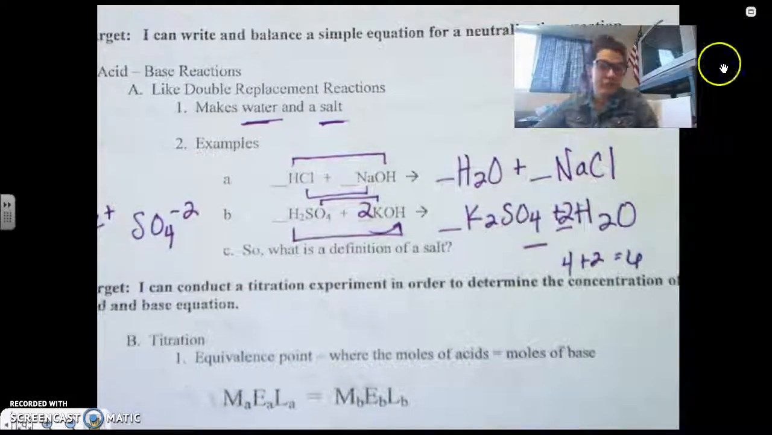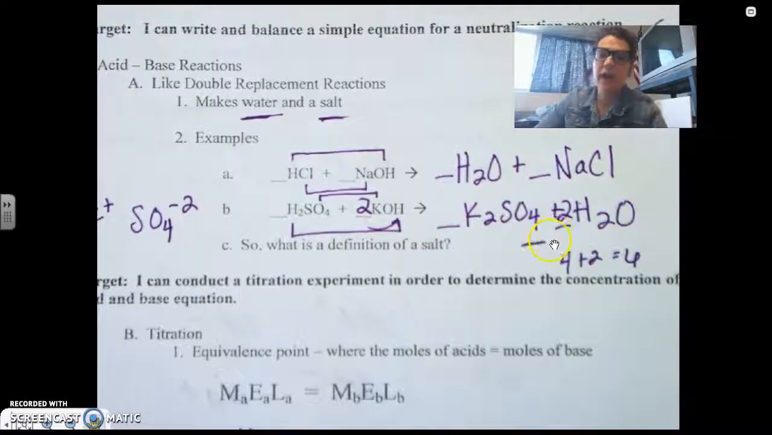And that's pretty much it for neutralization reactions. In the next video we'll talk about how we use these to titrate to tell us different pHs.